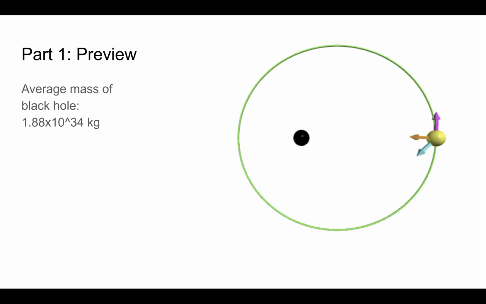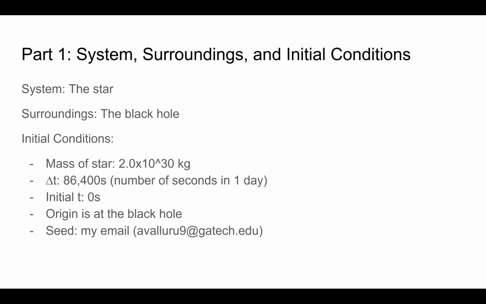So this is a preview of part 1, and the average mass of the black hole was found to be 1.88 times 10 to the 34th kilograms. In part 1, the system is the star and the surroundings are the black hole. Initial conditions, mass of the star is 2.0 times 10 to the 30th kilograms. Delta T is the number of seconds in 1 day. Initial time is 0 seconds. The origin is at the black hole, and the seed is my email.